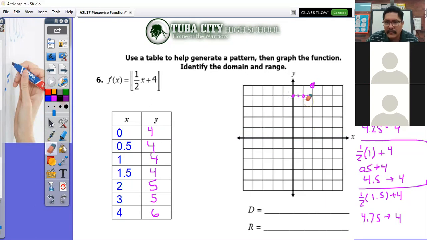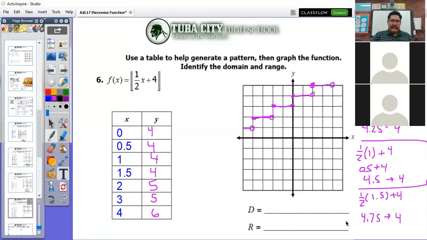So it looks like our graph is going to look something like this. And we don't have a lot to go on, but just sort of keeping our pattern the same, we're just going to have to work backwards from here. So it looks like it would look something like that.